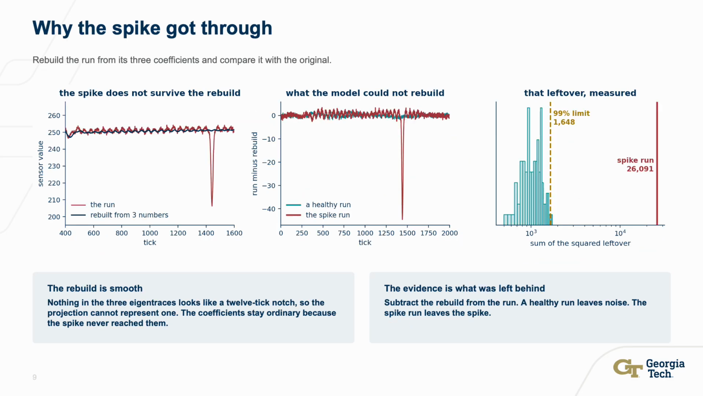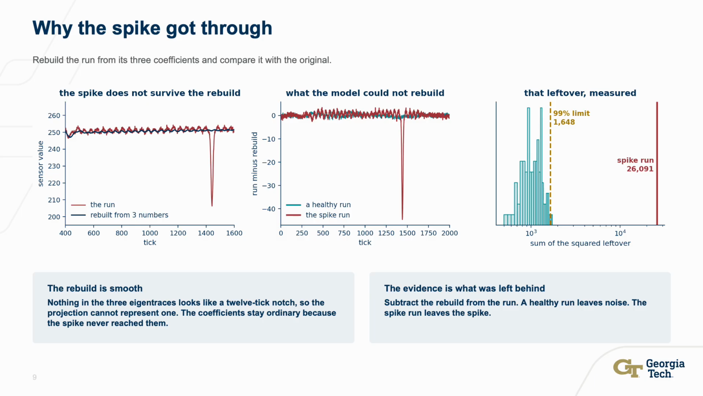Before fixing it, work out why it happened. Take the spike run, project it down to its 3 coefficients and then rebuild it: multiply back and then add them. The left panel shows the original in red and the rebuilt in dark blue. The spike is gone. The rebuild is smooth right through it.